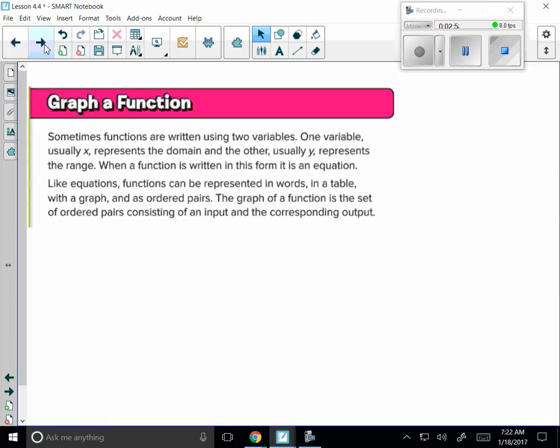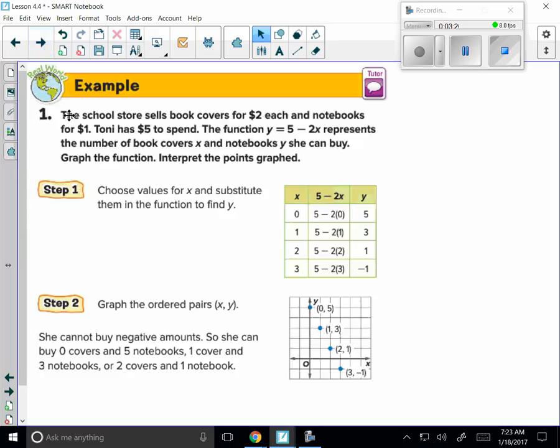All right, go ahead and turn the page so you're at the top of 296. It says graph a function. Sometimes functions are written using 2 variables. One variable, usually x, represents the domain, and the other, usually y, represents the range. When it's written in this form, it is an equation. Like equations, functions can be represented in words, tables, graphs, and ordered pairs. So we're going to be graphing different functions, and the easiest way to do that is to set up a table like this one right here.